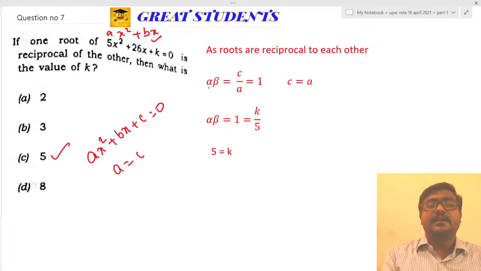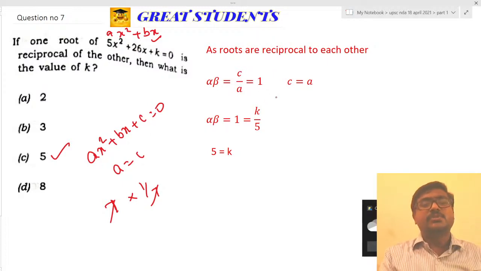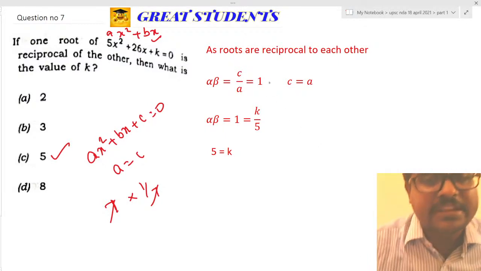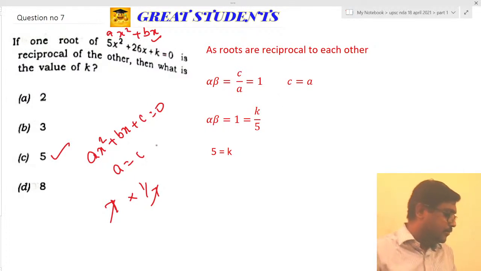Otherwise, as usual, when one root is the reciprocal of the other, it means alpha into beta becomes 1, right? For example, 7 into 1 by 7 gives 1. So the product of roots becomes 1 when one root is the reciprocal of the other. So alpha beta equal to 1. Now what is the formula? We have alpha beta equal to the product of roots, which equals c by a. So c by a equal to 1. That means we will have c equal to a, correct?